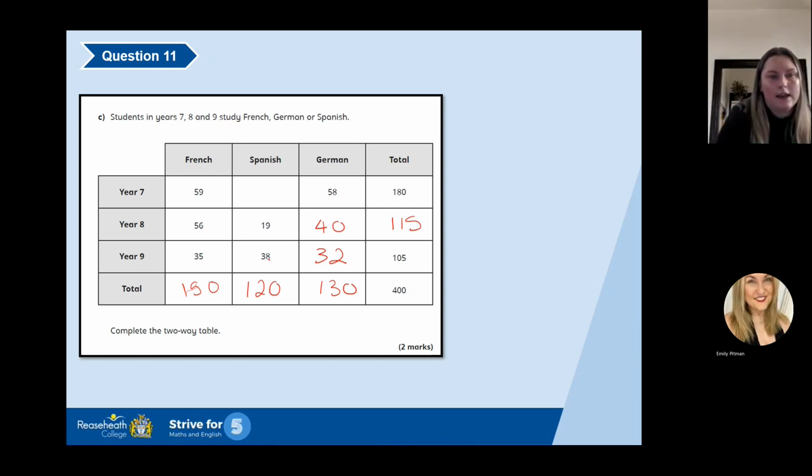So with this one, I can either do 120, take away 38, take away 19, which gives my answer, or 180, take away 58, take away 59. Either way, it will give me 63 on the calculator. So don't try and work that out in your head. Do it all through the calculator, just to double check you've got all of your answers completely right.